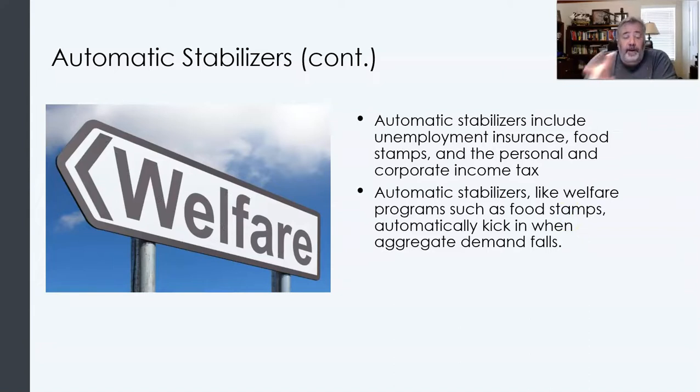Okay? So again, automatic stabilizers include those things like unemployment insurance. When you lose your job, you can apply for unemployment. Maybe you need help buying food. You got food stamps, right?